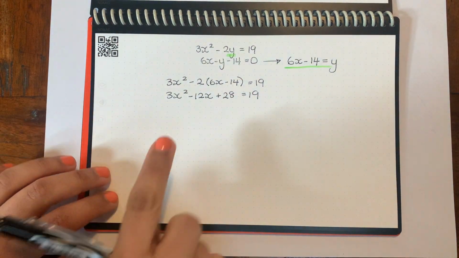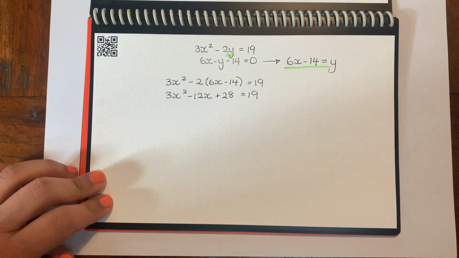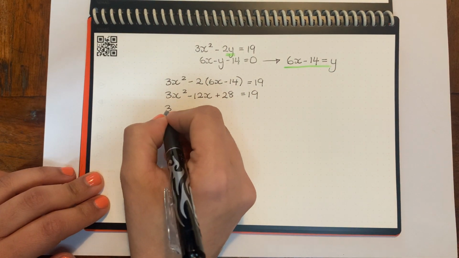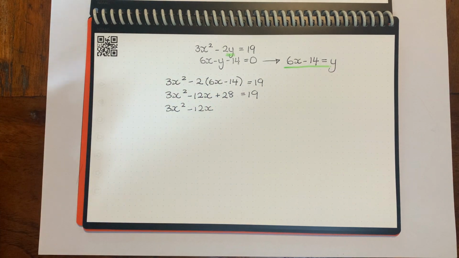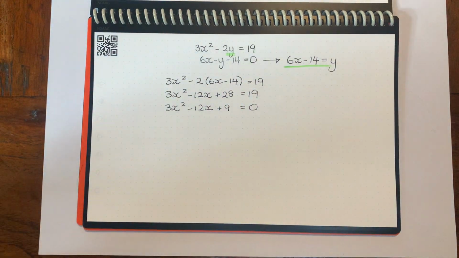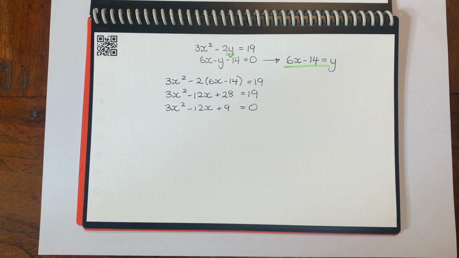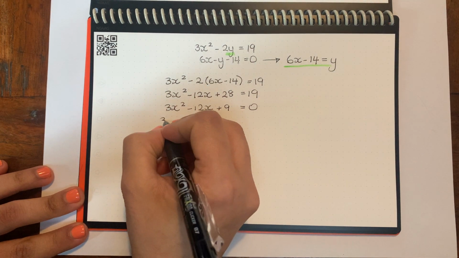And again, I've now got one equation with one unknown. It's a quadratic equation, so I've got to make it equal to 0. So I'm going to move that over and subtract it, which gives me 3x squared minus 12x, and 28 minus 19 is equal to 9. So positive 9 there equals 0. So again, I've got a quadratic equation I can solve by completing the square, factorizing, or using a formula. I'm going to try factorizing first. I've got a common factor there of 3, so I'll take that out.